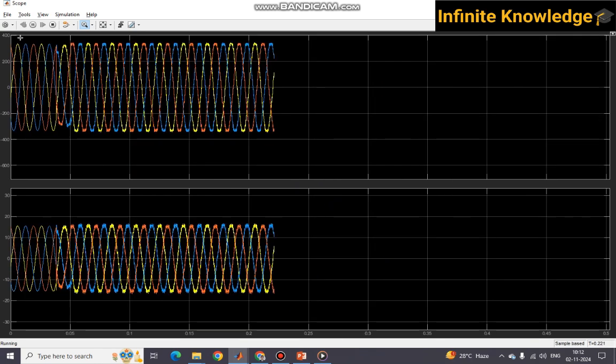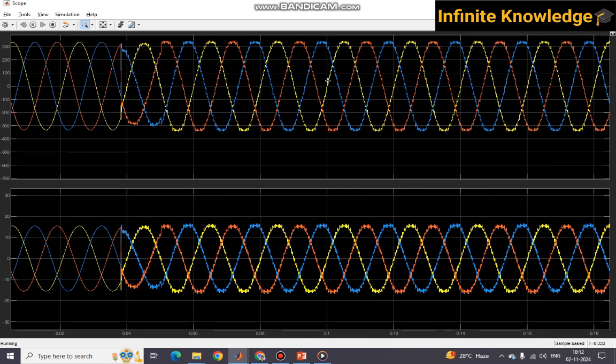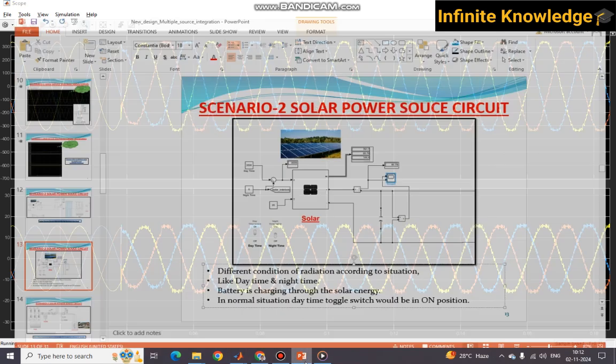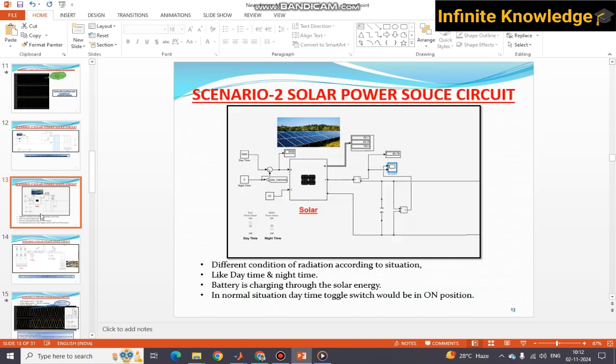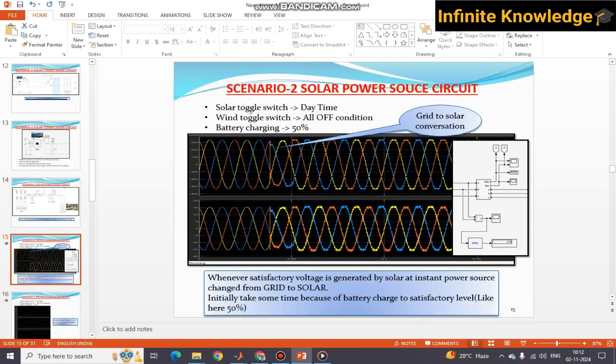So you can see initially it is totally on the grid, but after some time it switches over to the inverter part. Okay, so you can see the waveform is very clear, and scenario 2 is completed. So you can see here this is a three-phase inverter circuit, this is the solar circuit, and initially your solar toggle switch is in daytime, wind is in off condition, and battery is at 50%. So it is the sine wave, and this is the inverter waveform, and the grid to solar conversion.